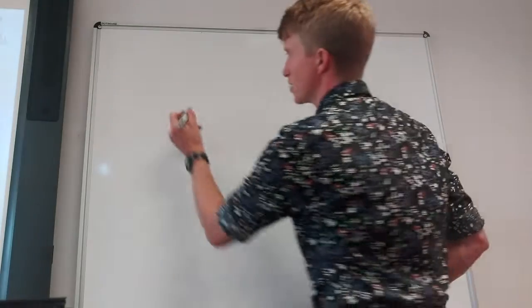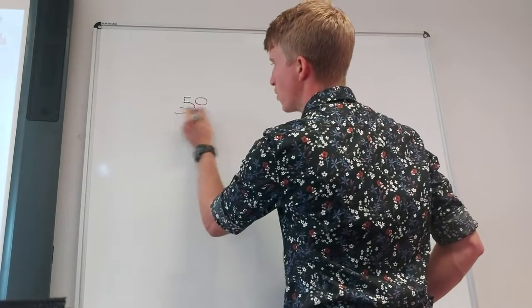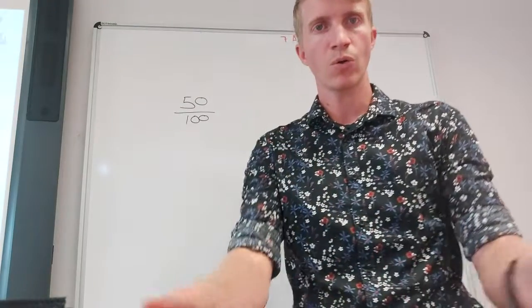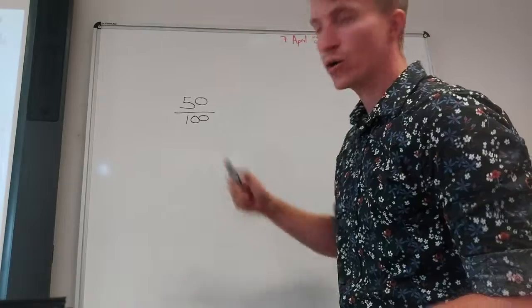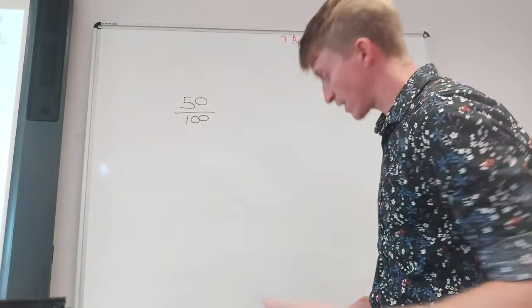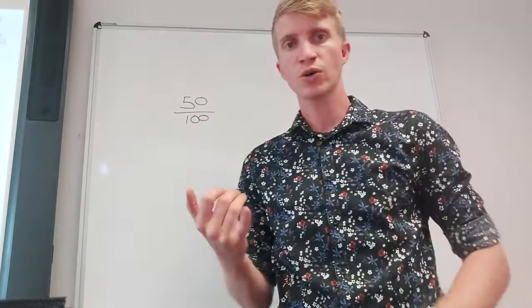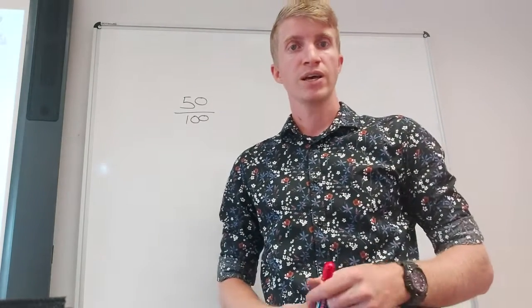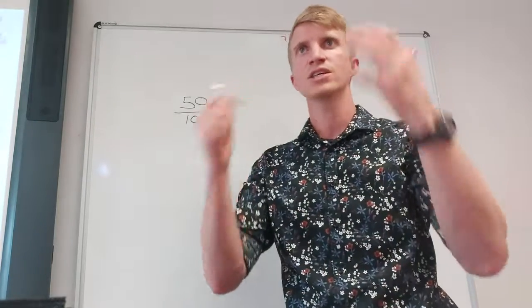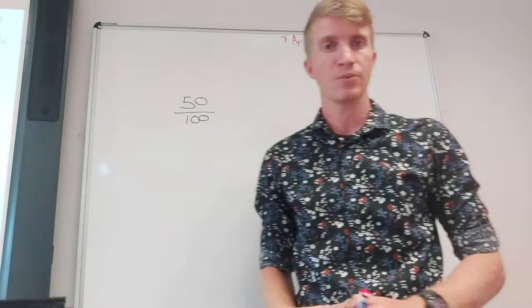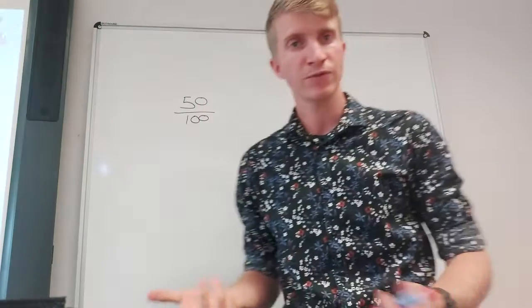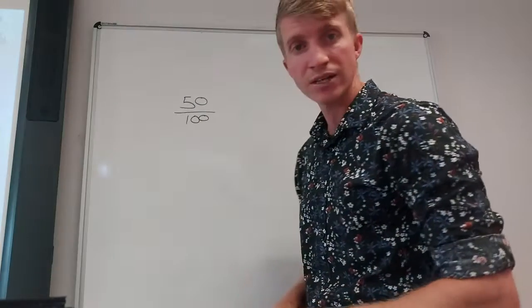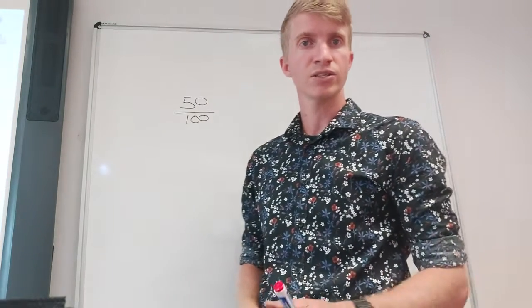So let's use that example. If I say 50 over 100, I need to look at what number or what factor goes into both of those. What are the factors of 50? There's lots. 2 goes into 50, 1 goes into 50, 25 goes into 50, 5 goes into 50. You can continue forever, but we start with the biggest number. So what is the biggest number? 50. 50 goes into 50, yes, once. Can 50 go into 100? Yes, it can. It goes into 100 twice.